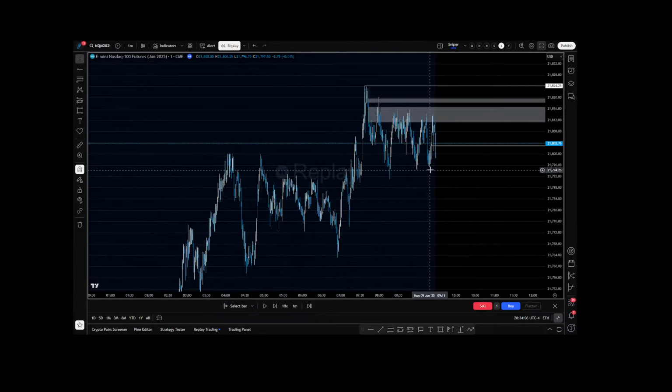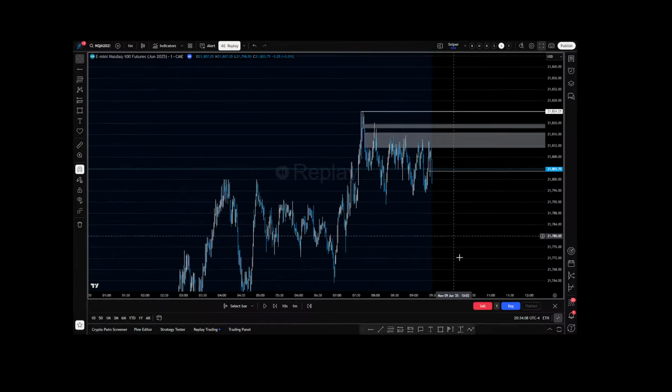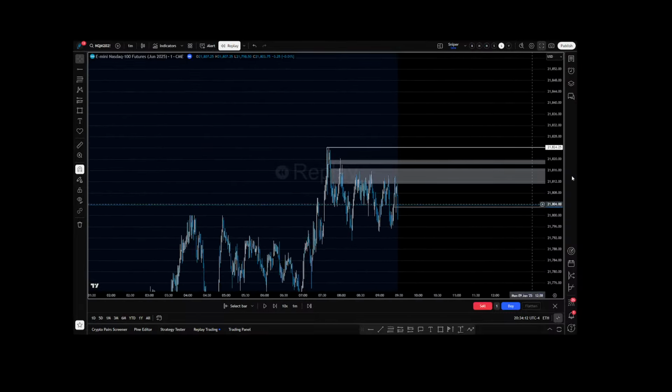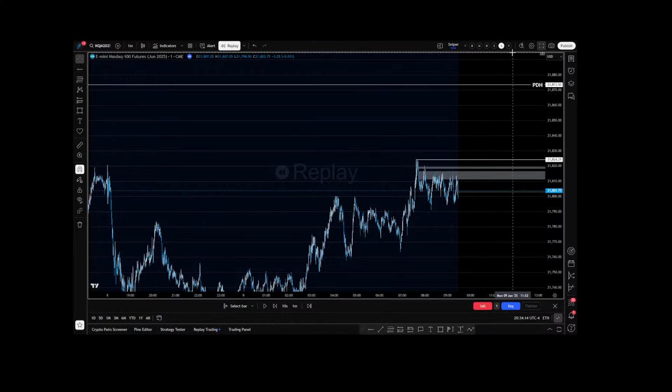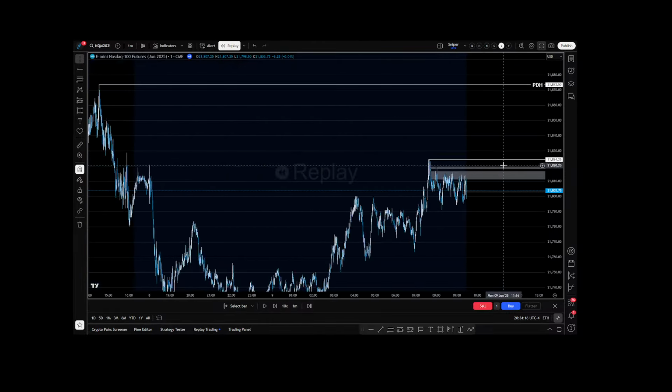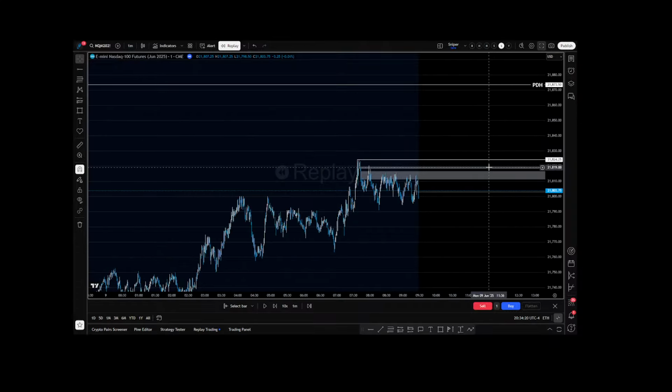Ideally, what we want to see is some sort of drop down as a manipulation move, and then getting a long back up with these highs being our draw. Or if the open just goes straight up and sweeps Friday's high, a reversal short would be nice, right? At the open, we always want to look for manipulation and then trade the real move.